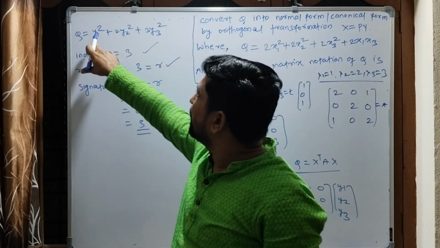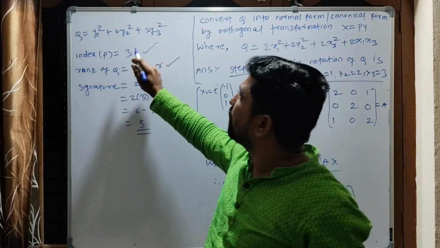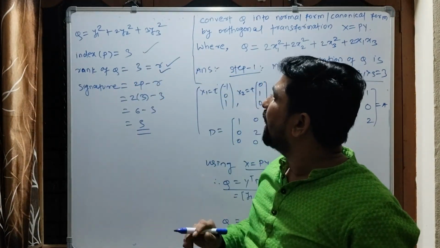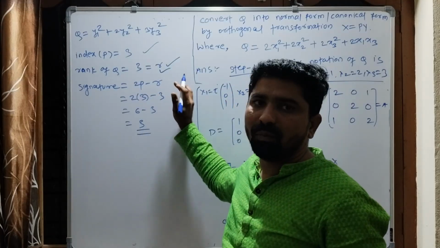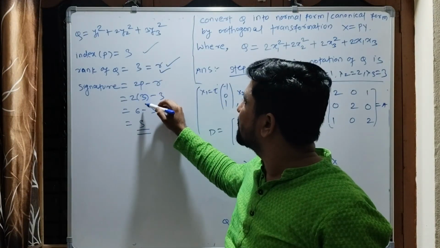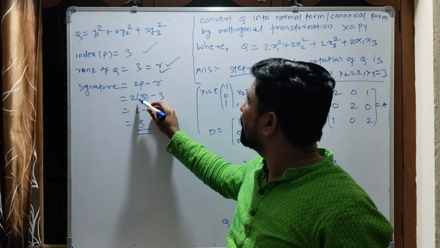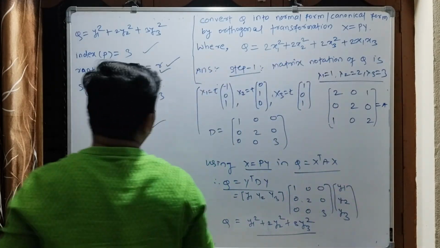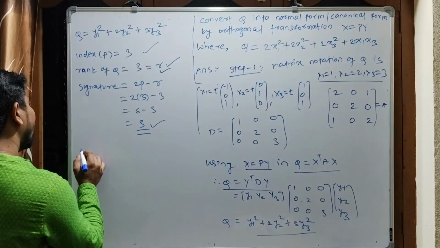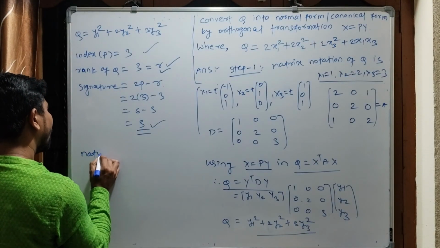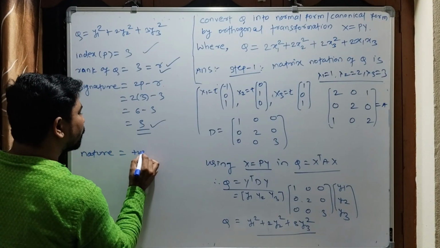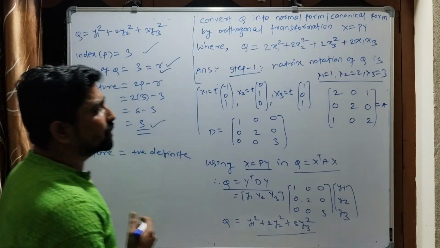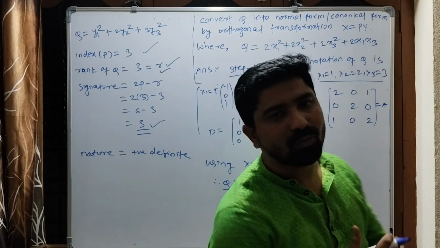Rank is the number of non-zero eigenvalues. The number of non-zero eigenvalues is 3. That's why the rank of the quadratic form is 3. And signature equals the formula 2p minus r. 2 into p, which is 3, minus r, which is 3. So 2 into 3 is 6, minus 3 is 3. That is my signature. And the nature of the quadratic form is positive definite. Why? All the eigenvalues are positive. That's why the nature of the quadratic form is positive definite.